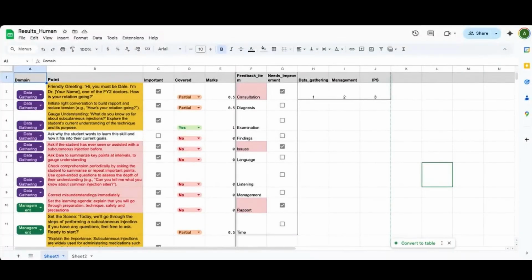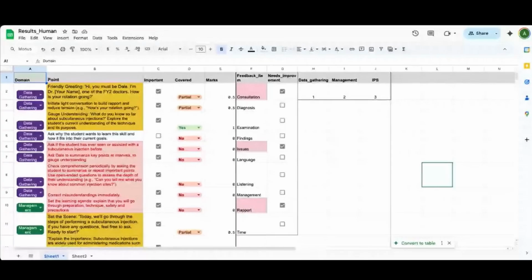All right, so this is the sheet where we will be discussing all the points that were covered and were missed on the different domains. So data gathering: confirm that he is in third year. Oh, hi Dale, aren't you Dale Martin? Aren't you from third year? Are you in third year currently? Just a few questions, informally, to ask which year and what his name is, right? Initiate light conversation to build rapport and reduce tension. How's your rotation going? Something along those lines, right?